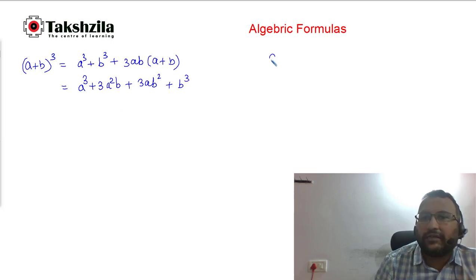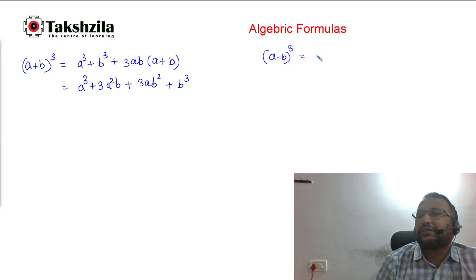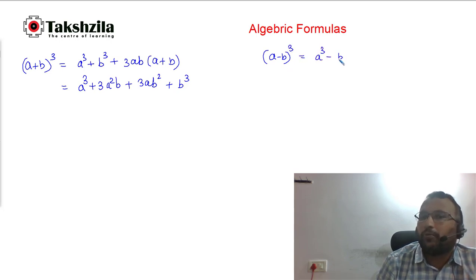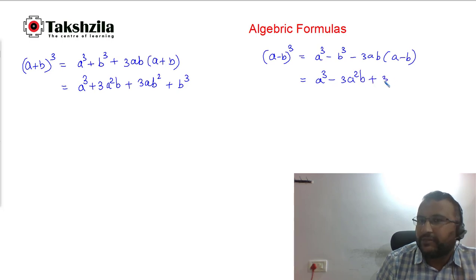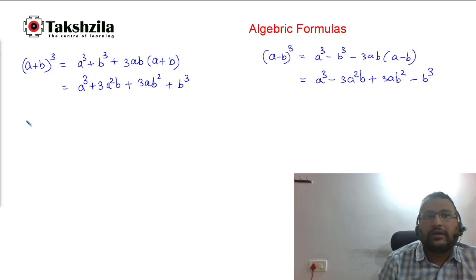Similarly, the second formula is (a minus b) whole cube. One way you can remember this is a cube minus b cube minus 3ab into (a minus b). And another way you can remember is a cube minus 3a square b plus 3ab square minus b cube, sorry.